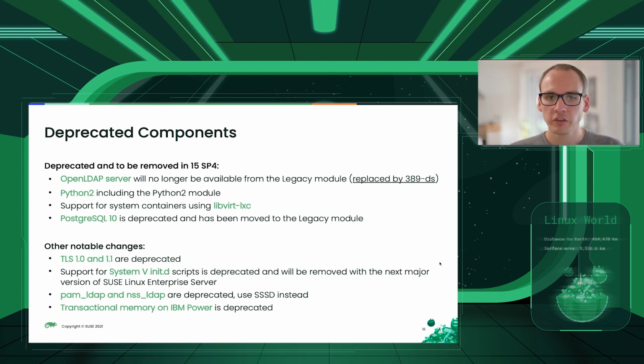Other notable changes include the deprecation of TLS 1.0 and 1.1. The support for System V init scripts is also deprecated and will be removed with a future major version of SUSE Linux Enterprise Server. PAM-LDAP and NSS-LDAP are deprecated as well, where we recommend to use SSSD instead. And the transactional memory on IBM Power is deprecated too.